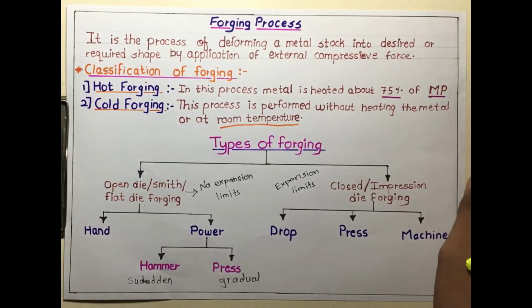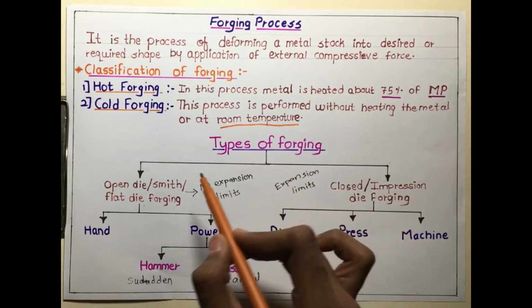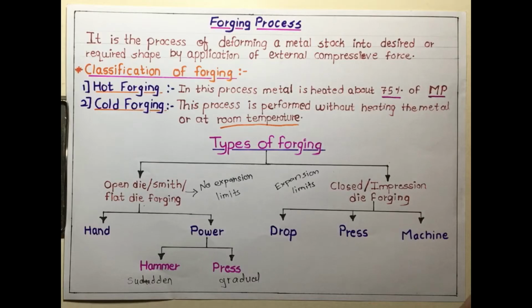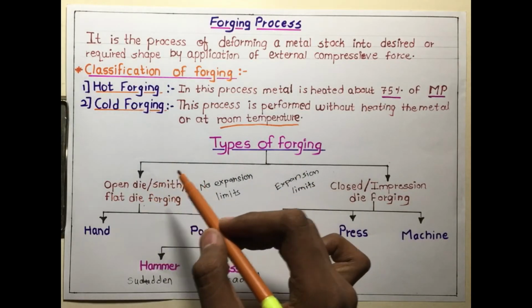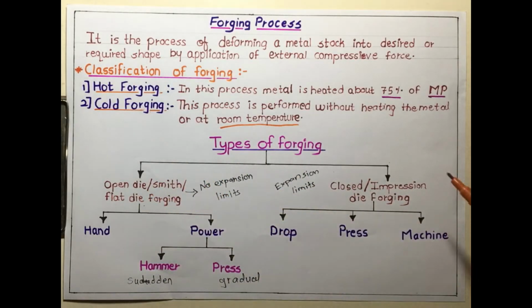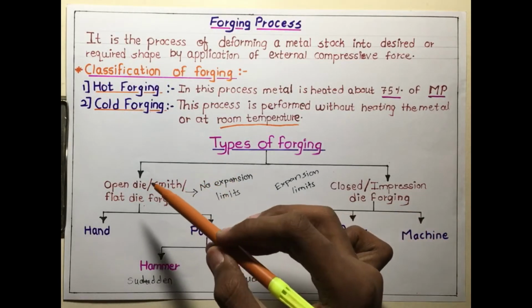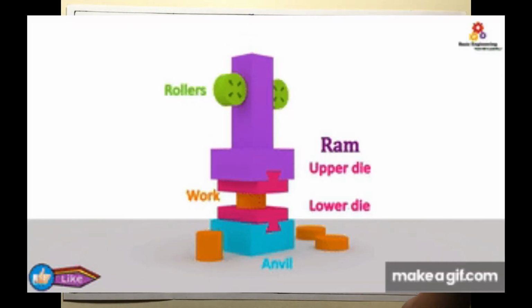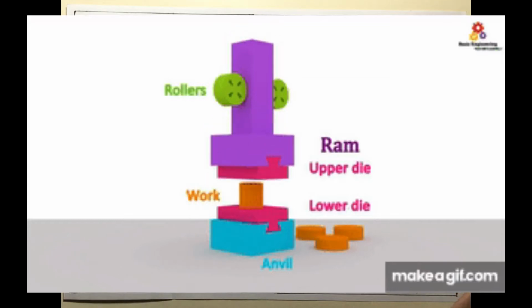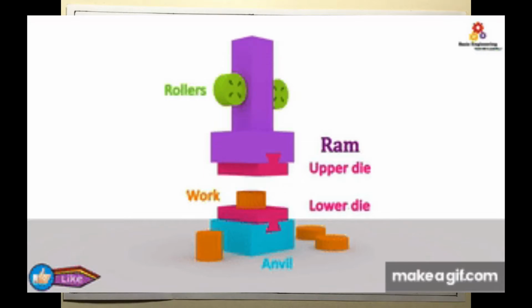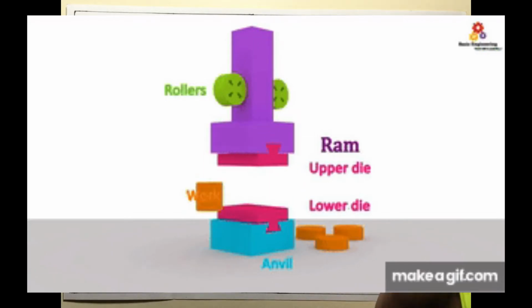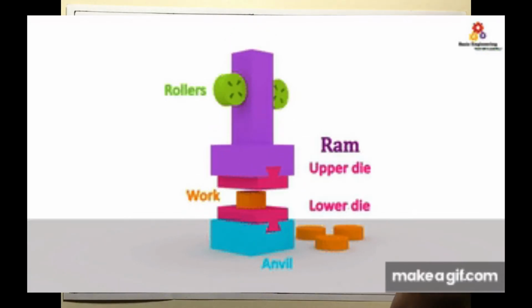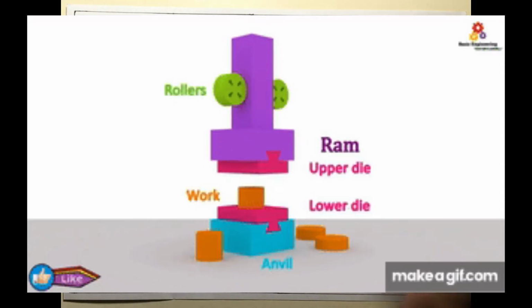Then now we will see the types of the forging. The forging process is mainly classified in two types. First is the open die smith or flat forging, and second is closed die or impression die forging. Open die forging is the process in which the metal bar or the metal stock is compressed, or the compressive force is applied on it between the two flat dies.